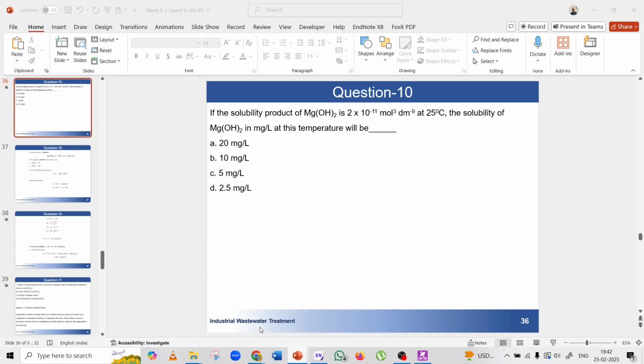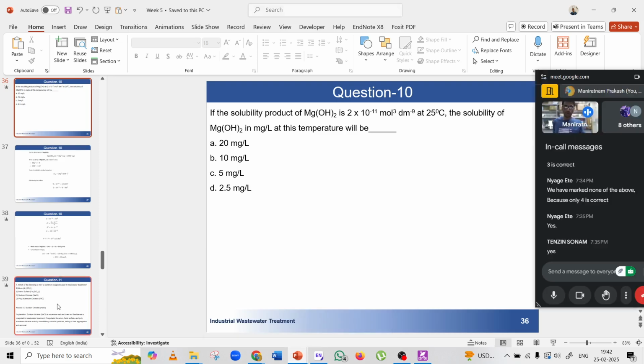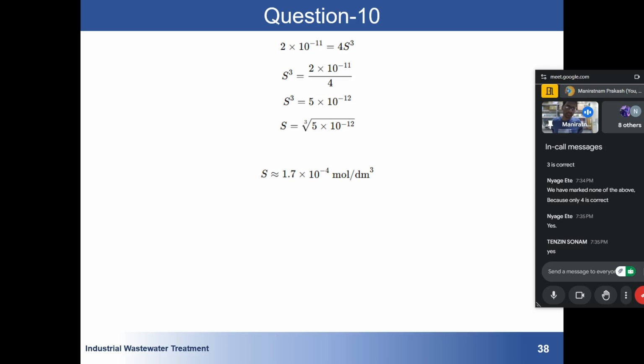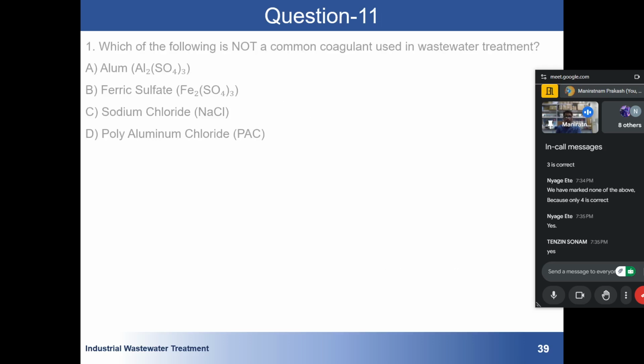Okay, so this was all about the previous assignment. Any more doubts from the previous assignment? We have 6 or 7 more questions. We'll be discussing them one by one. So I am proceeding. These are very small questions. Just try to answer as soon as possible. Which of these is not commonly used as a coagulant in wastewater treatment?